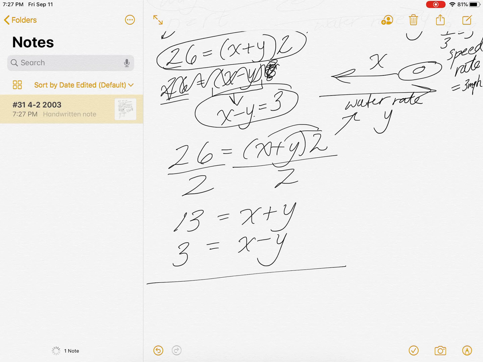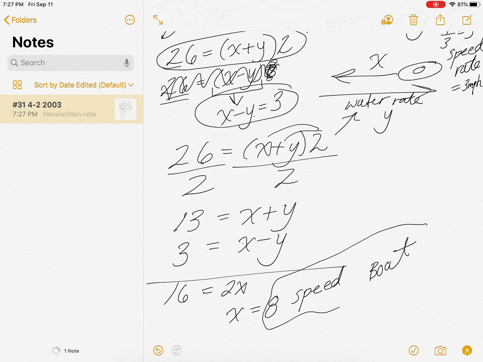Look, if we add straight down, we're getting 13 plus 3, which is 16, equals 2x. x plus x is 2x. y minus y is 0. So therefore, x equals 8. Now remember, what was x? That was the speed of our boat. And that would be the speed of our boat in still water.